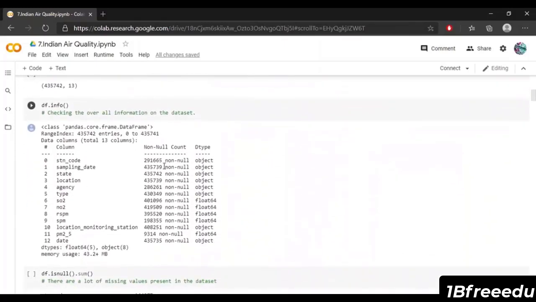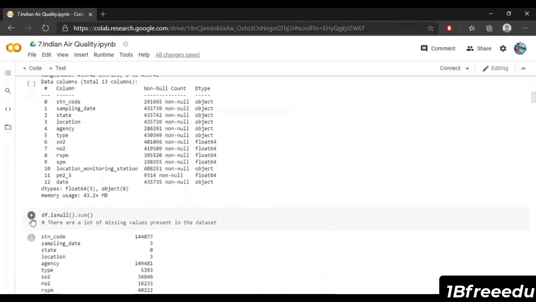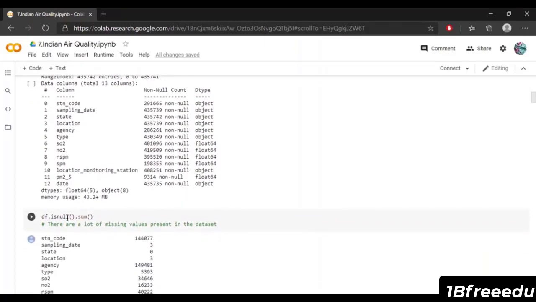So apart from showing the presence of null values, df.info will show us the data types of that particular data set. All right. And the next code that we have used over here is df.isnull().sum. What this does is that it will give us a clear picture of the total number of missing values present in that data set.